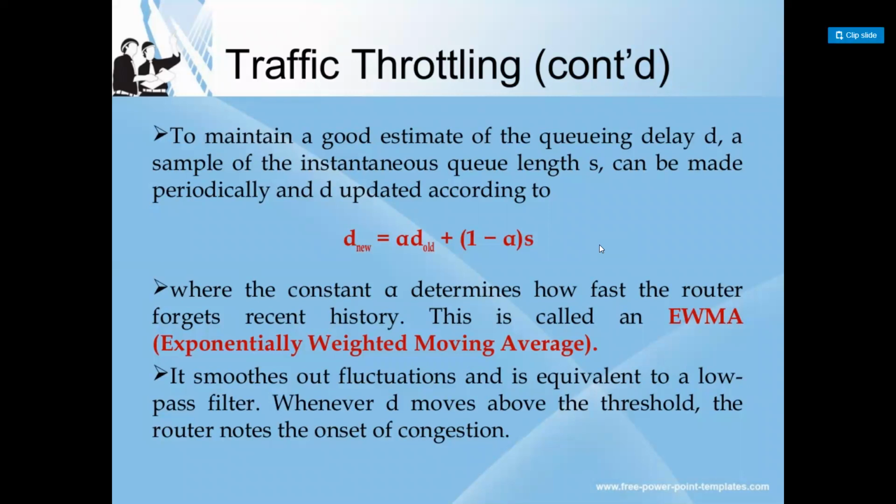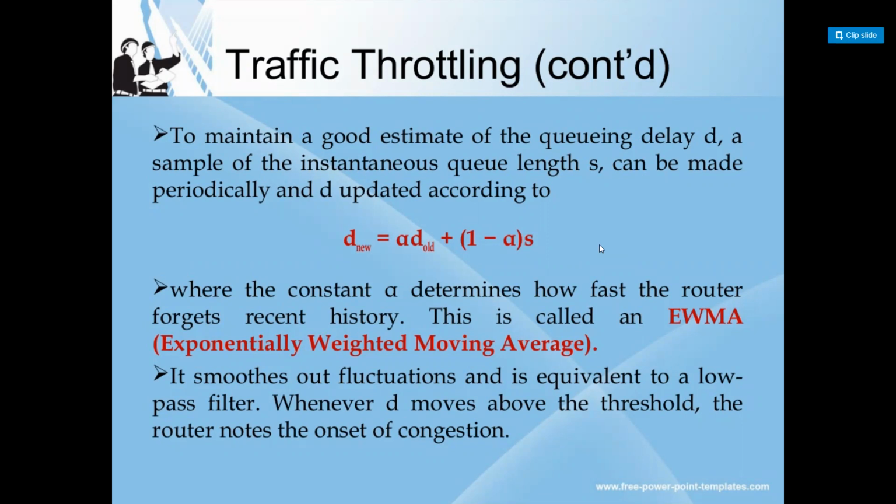The new delay is D new equals A times D old plus (1 minus A) times S, where the constant A determines how fast the router forgets the recent history. This is called EWMA, the exponentially weighted moving average. Just remember the formula: D new equals A D old, where D old means the old delay, plus 1 minus A into S.